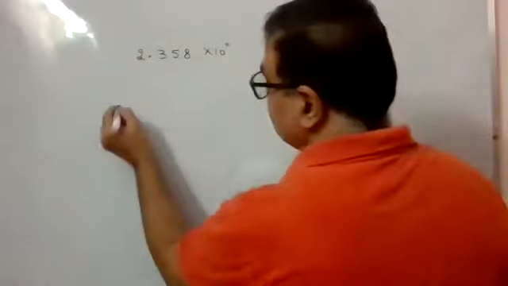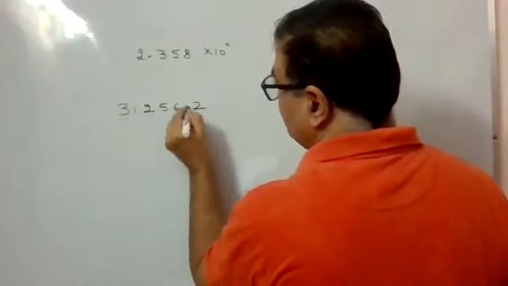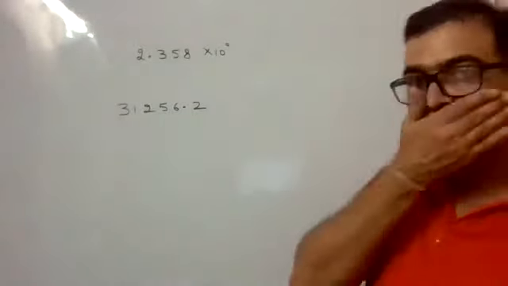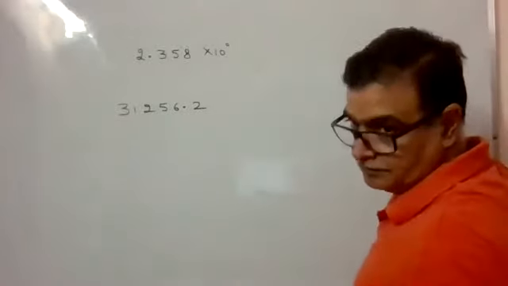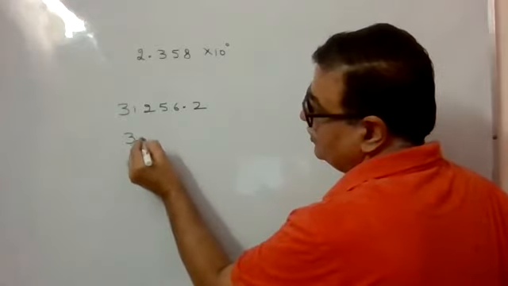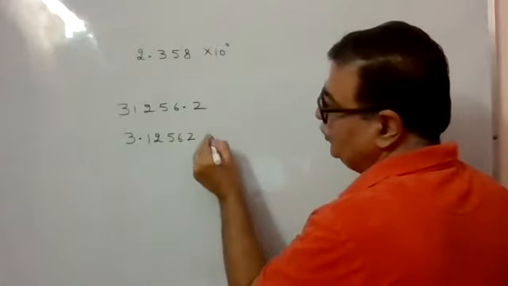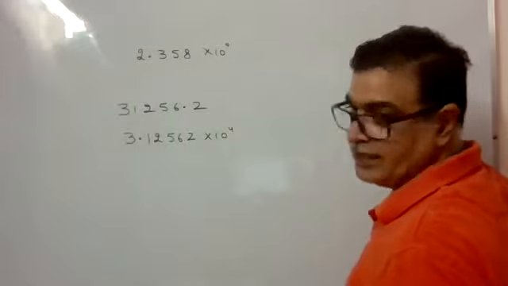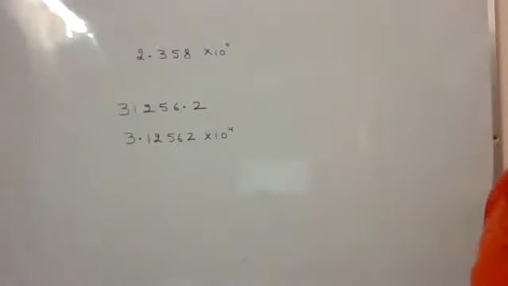Next, write down 31256.2. Please find out the standard form. The 3.12562 into 10 to power 4. What it will come? 3.12562 into 10 to power 4. यही हुआ, सीधा डेसिमल यहां शिफ्ट किया और 10 पावर 4 क्रिएट किया.